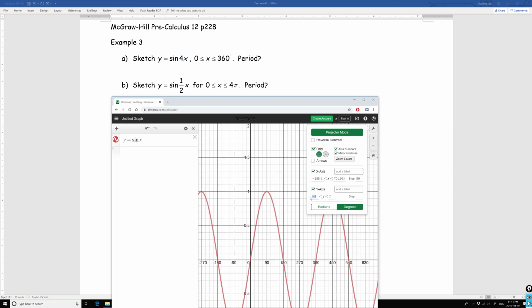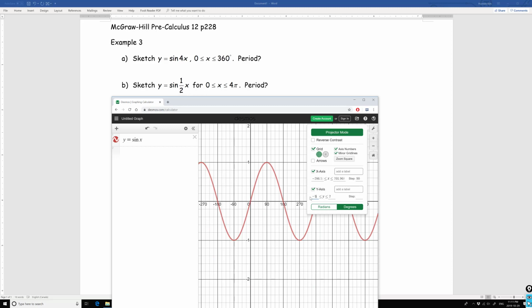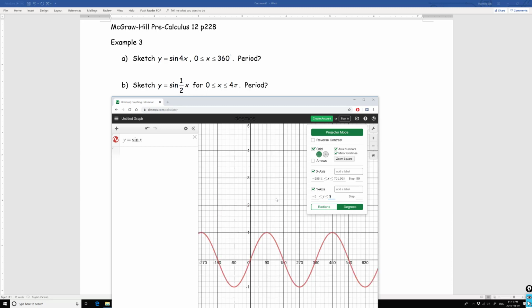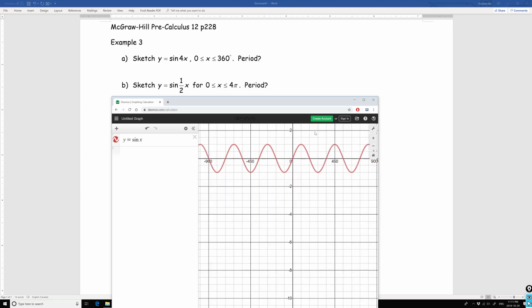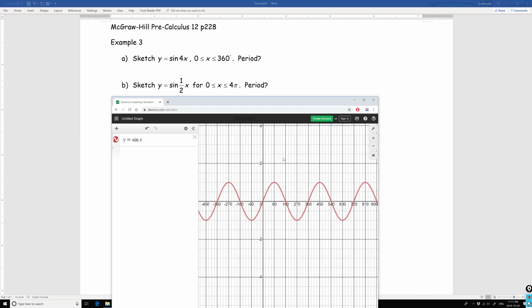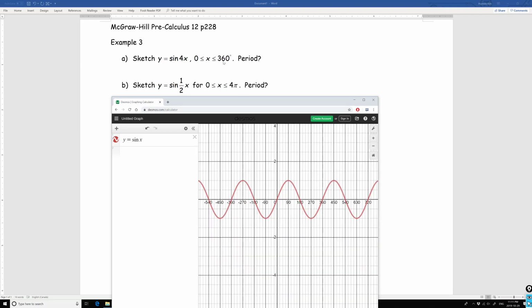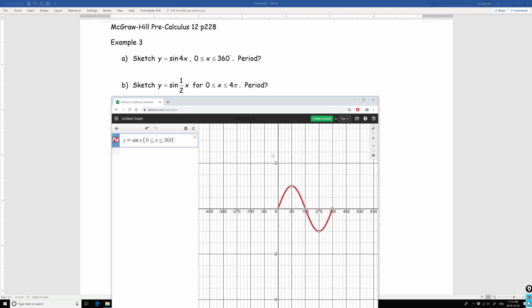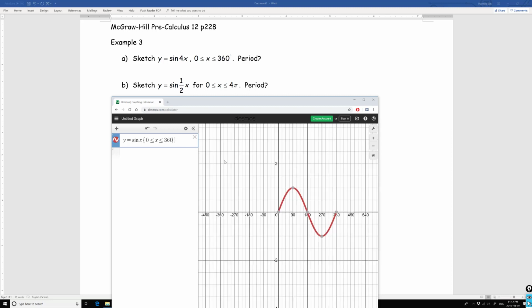That's a bit too much. Let's just go between -5, the window settings, to 5. And this is not bad. You can zoom out a bit if you want as well. So you can see that between 0 and 360, it's the curly brace, 0 is less than or equal to x is less than or equal to 360. This is the actual sketch of y equals sine x.